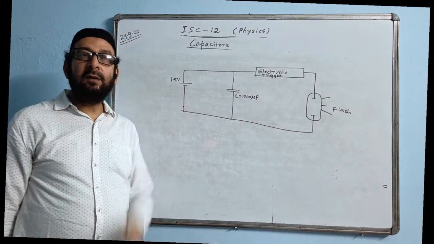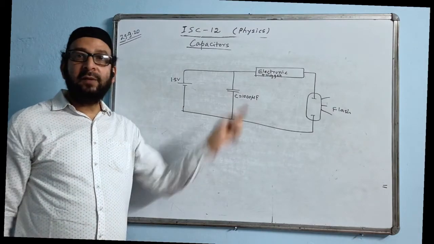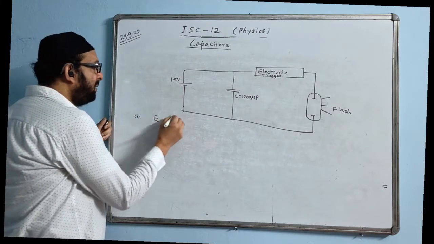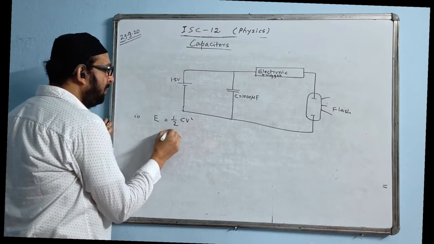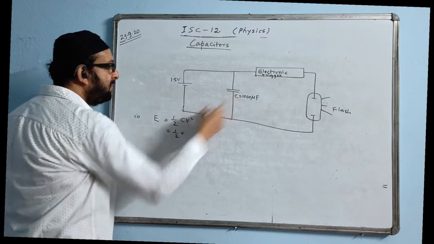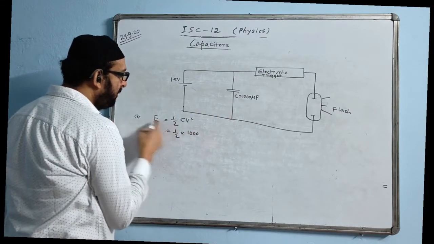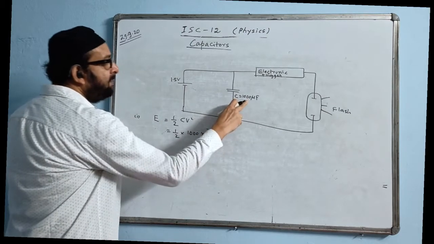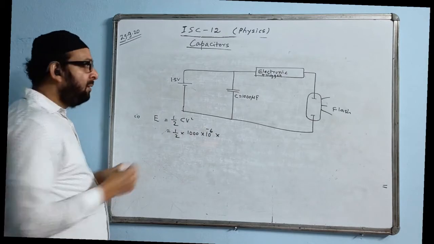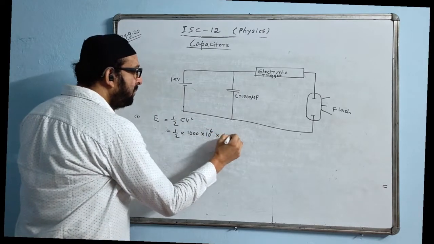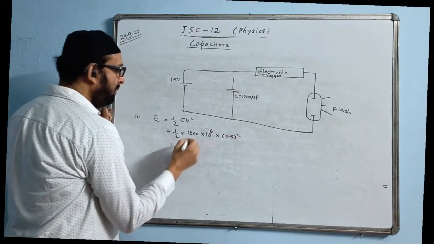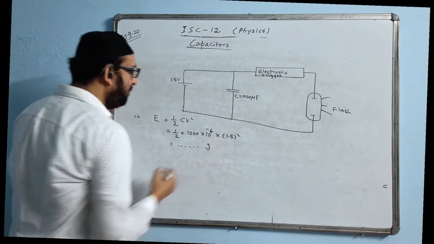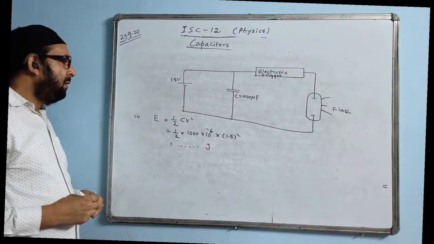Two things you have to do. You have to find the energy stored and the power of the flash. So first we will find the energy stored. The energy stored formula we will write directly, half CV squared. Half, capacitance is 1000 micro, and since we are finding the answer in joules, we change it to 10 to the power of minus 6. The voltage given is 1.5, so we have 1.5 squared. And we find the answer here.